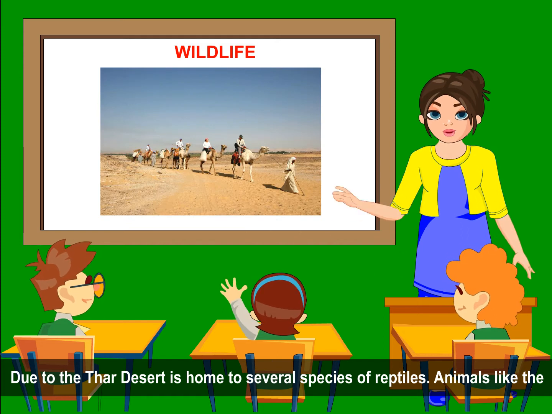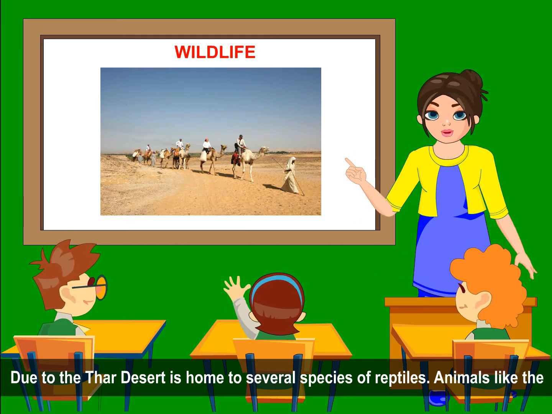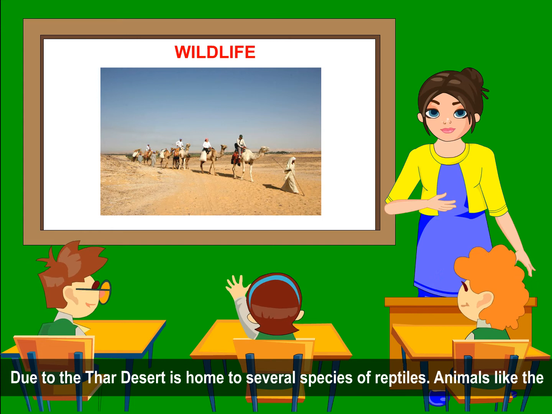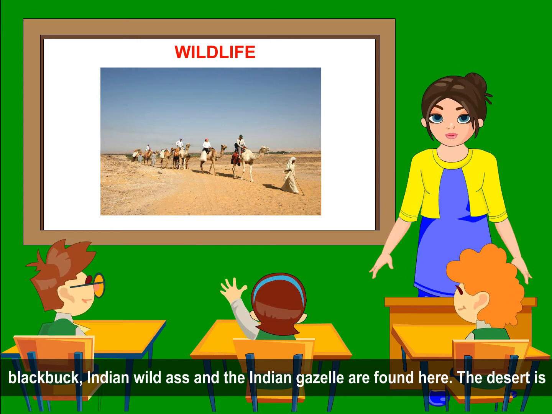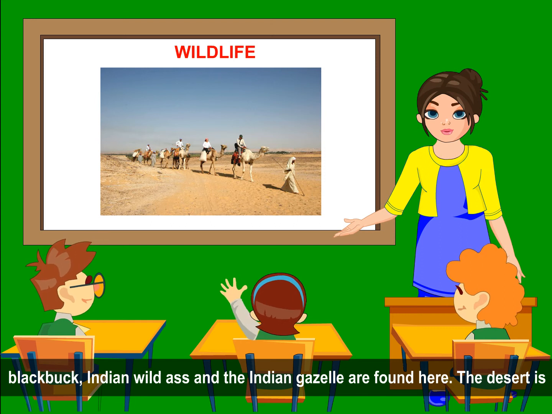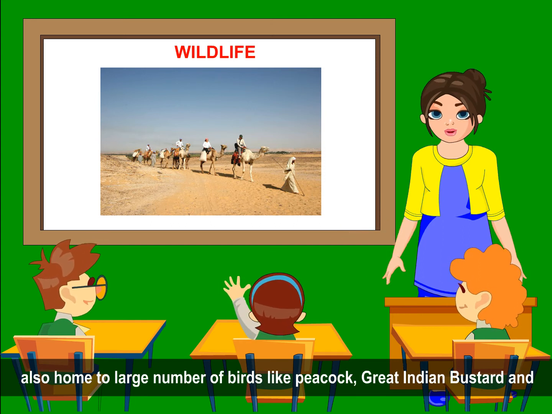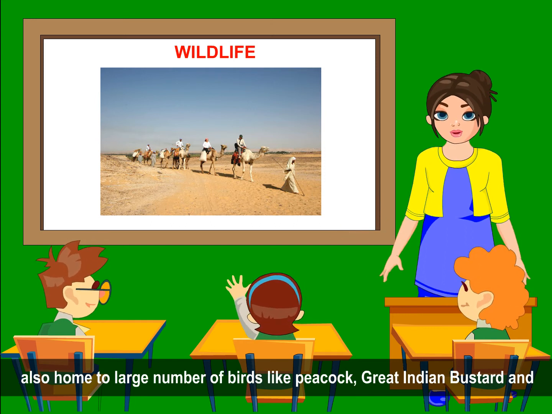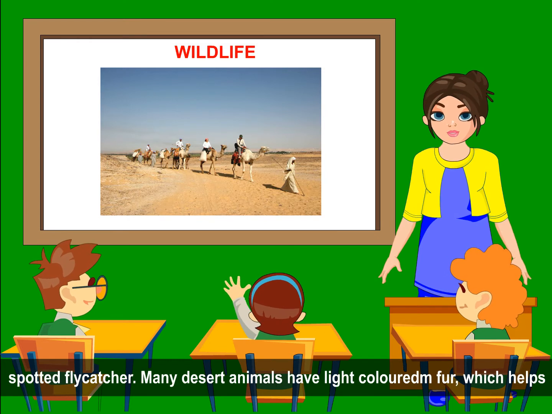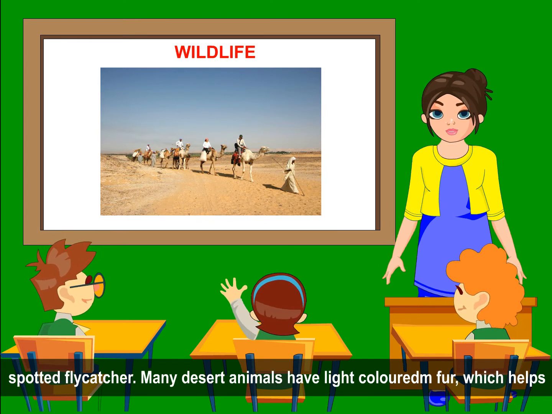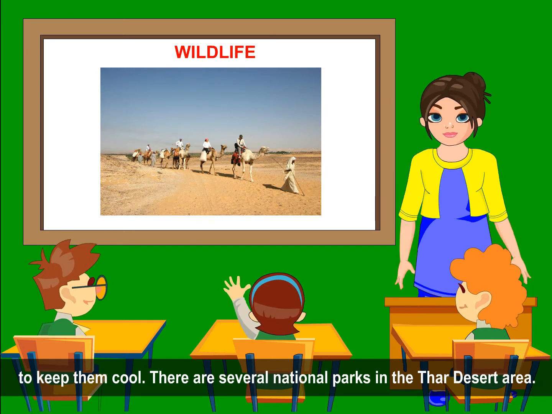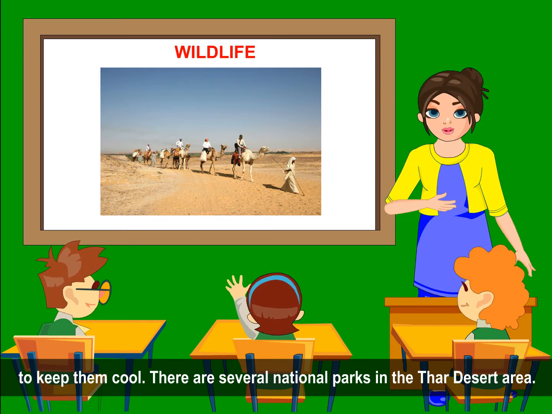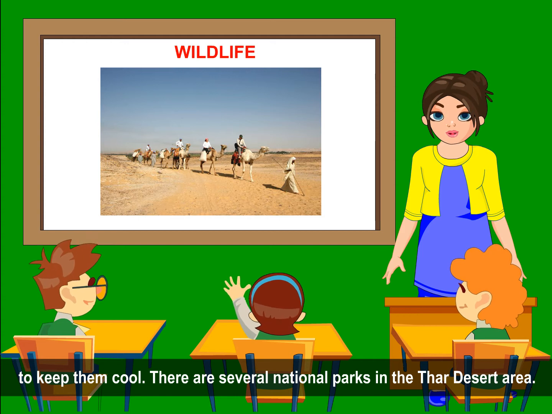Wildlife. The Thar Desert is home to several species of reptiles. Animals like the blackbuck, Indian wild ass and the Indian gazelle are found here. The desert is also home to a large number of birds like peacock, great Indian bustard and spotted flycatcher. Many desert animals have light-colored fur, which helps to keep them cool. There are several national parks in the Thar Desert area.